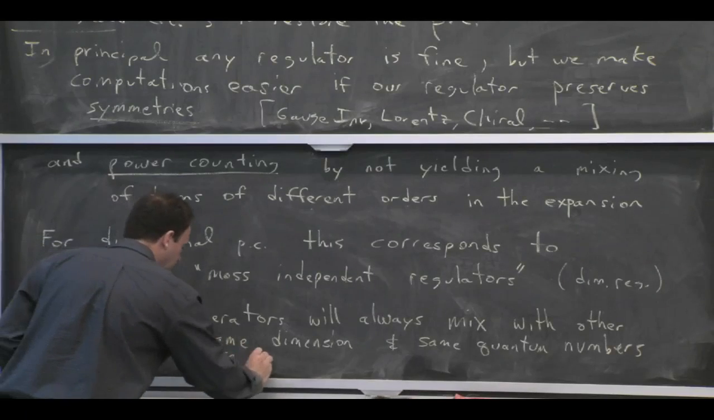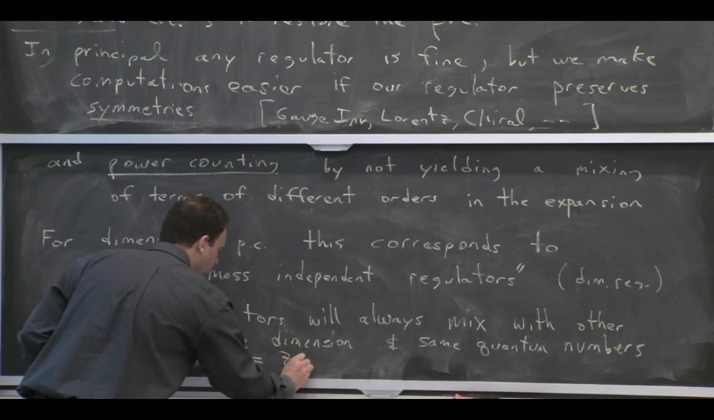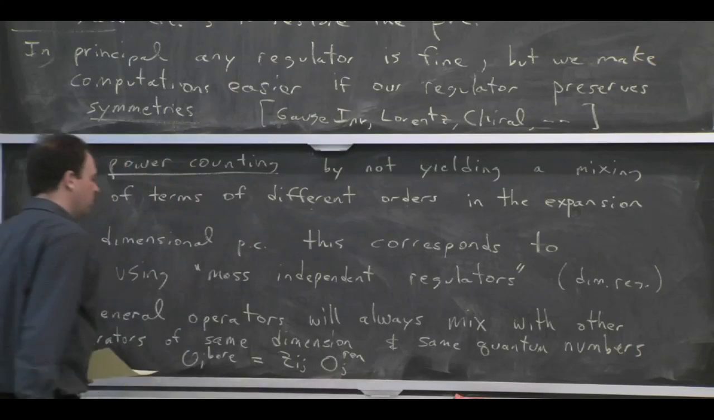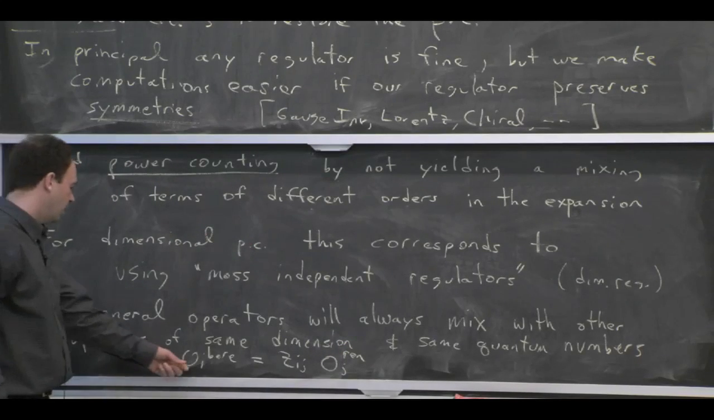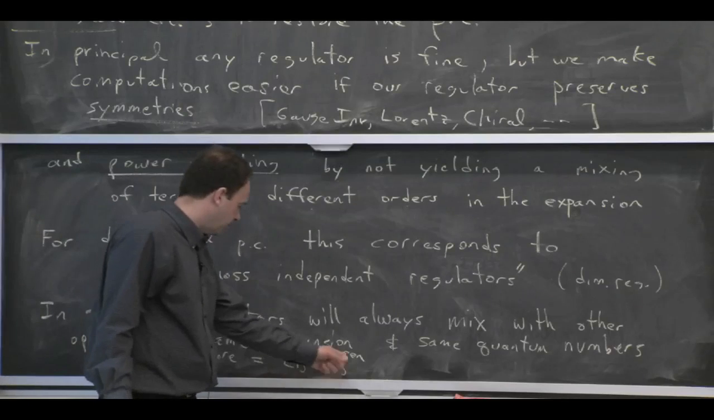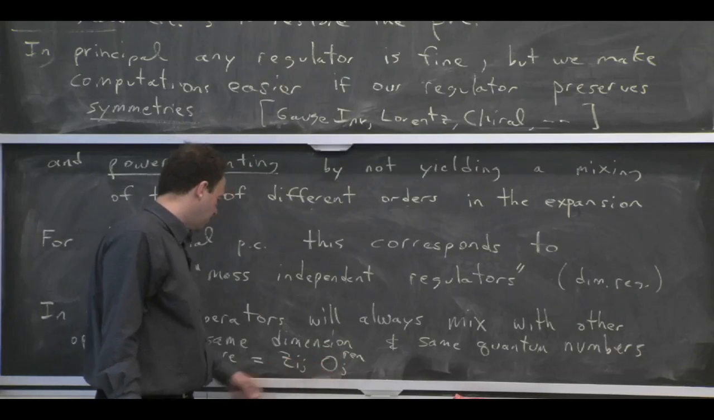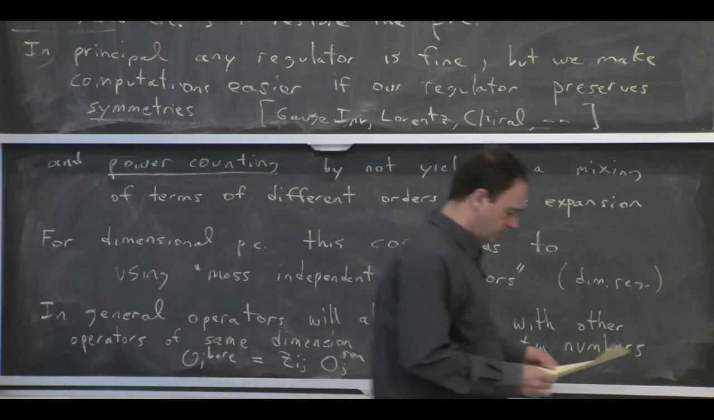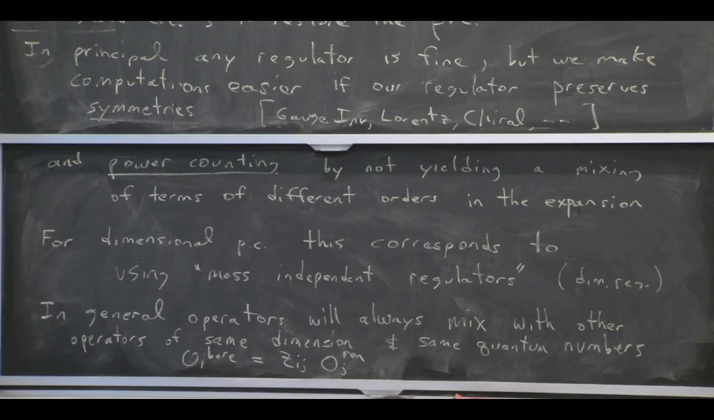So if you like, in a matrix type notation, you could say that the bare operators mix up with the set of possible renormalized operators, and there's some matrix of counterterms that would correct them, connect them. OK, so any questions so far?